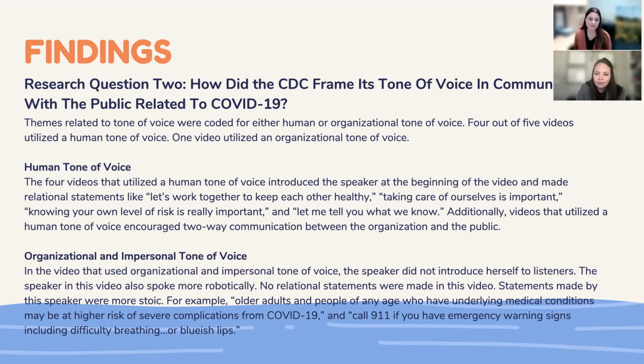Some of the quotes we pulled, you can read, but an example is, "Older adults and people of any age who have underlying medical conditions may be at a higher risk of severe complications from COVID-19." So again, really emphasizing the facts about COVID-19 and the risk, but not giving any emphasis to two-way communication or making it feel conversational.